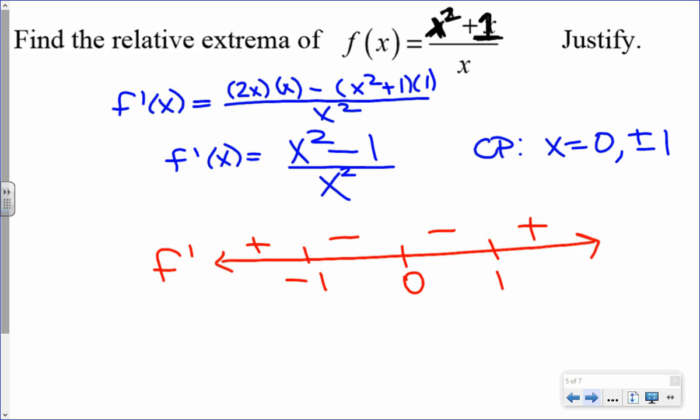So first of all, if I were to ask you for decreasing intervals, are you going to tell me -1 to 1? No. You would tell me -1 to 0 and 0 to 1. Go back up to our original function. What is happening at 0? Okay, we have an asymptote because it's undefined.